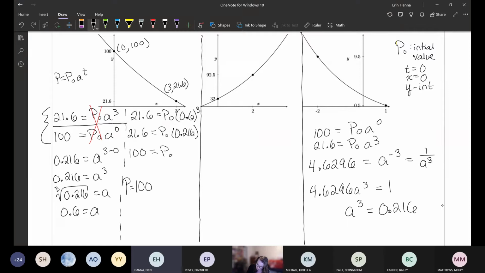And now we can write our final equation, P naught a, and technically this is in terms of x, so it would be a to the x here.